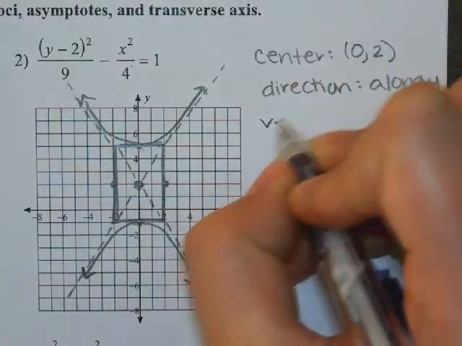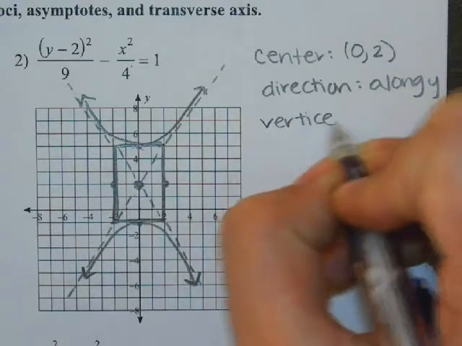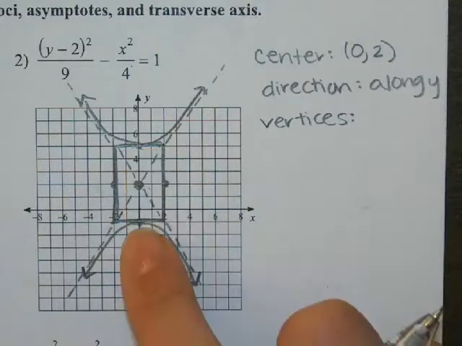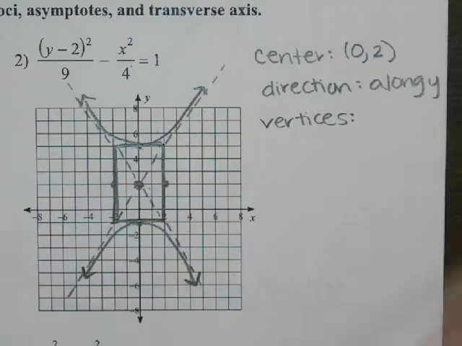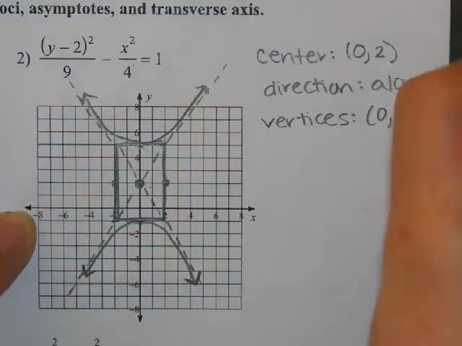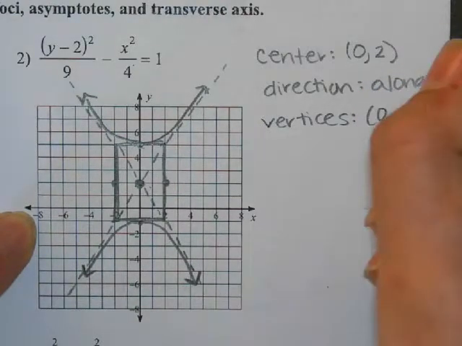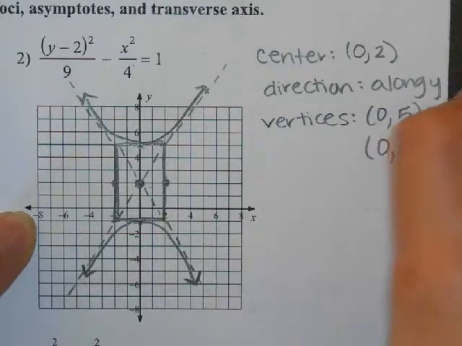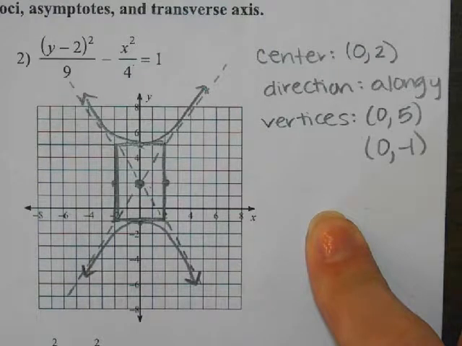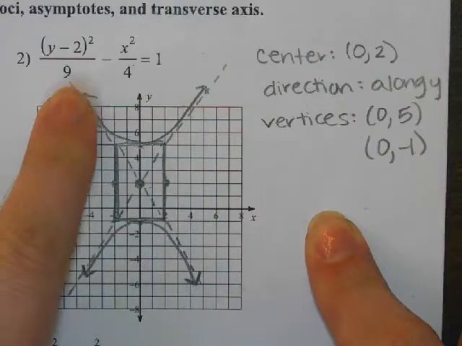So we know the vertices. My box kind of wrote on top of them, but there's one vertex right there. The other vertex is down here. So what are the vertices? Yeah, so the vertices were up and down 3 from the center, because the y came first.